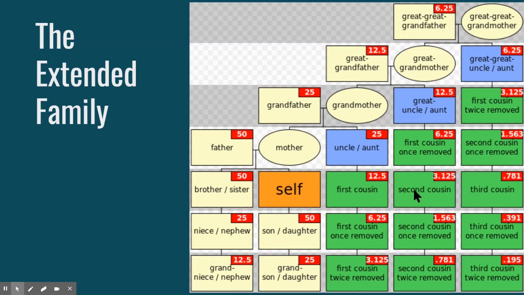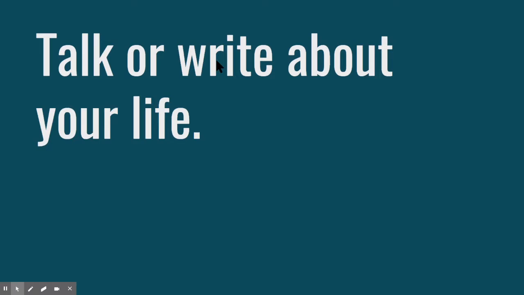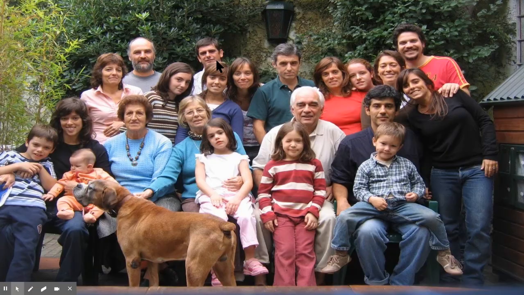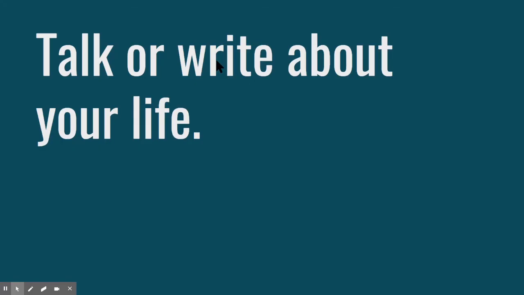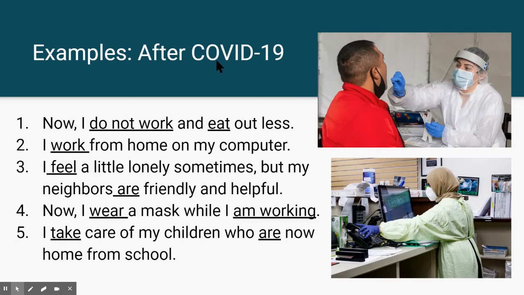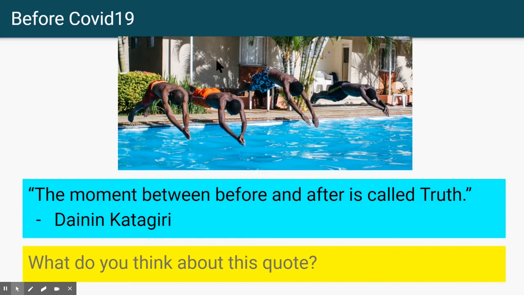And just for fun, I found this fabulous chart, and it teaches you about all of the different relations of second cousin, third cousin, and all of that. So I thought that was pretty cool. And you can use that information to think about your big family and or your friends even, and how has your life changed before the pandemic, which would be the past tense, and how is it now after COVID has happened, right? So what's going on in the present tense with your life and what's going on in the past tense. And there's several sentences that you can read there for examples.